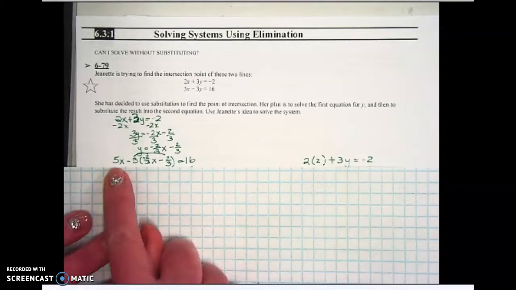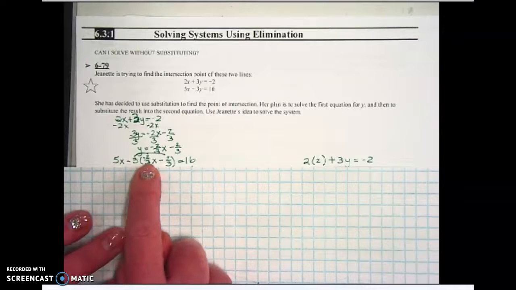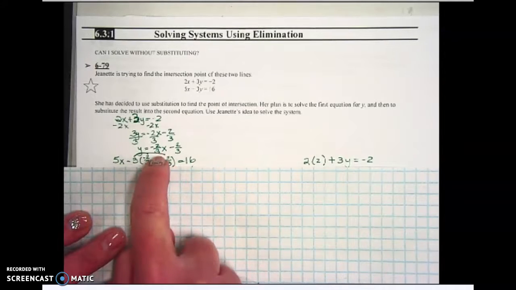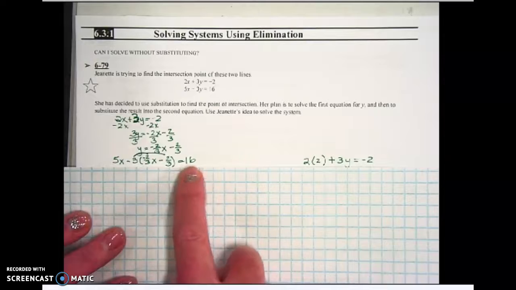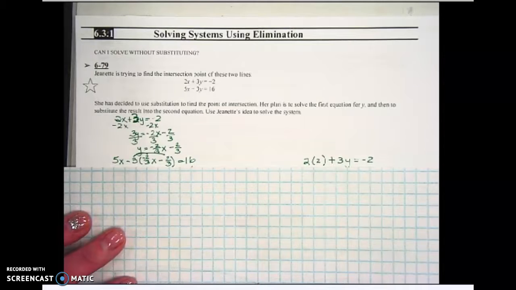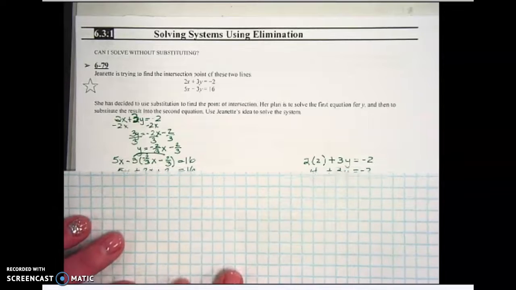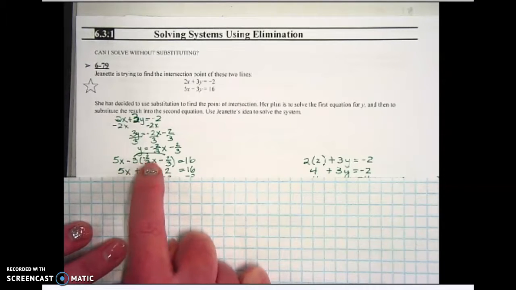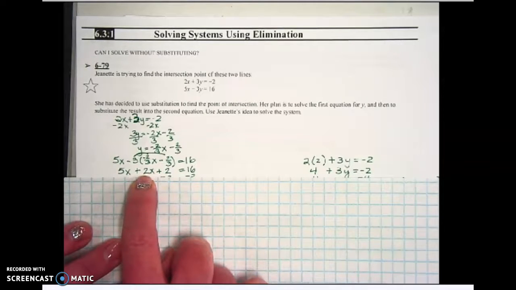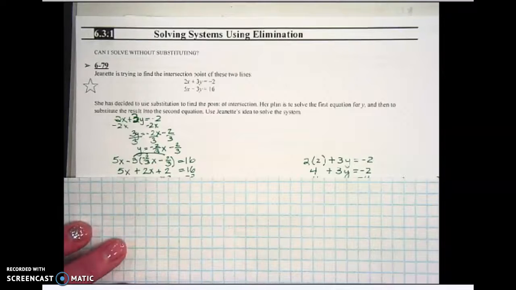So when you plug it in, you get 5x minus 3, and then instead of writing y, you write negative 2/3 x minus 2/3. Put the whole thing in parentheses so you remember to distribute. Okay? Then write the equals 16. Now we're going to distribute. So you're going to draw your little distributing rainbows here. You're going to repeat the 5x. And then negative 3 times negative 2/3 x, the 3's cancel, and you have positive 2x. Because a negative times a negative is a positive.